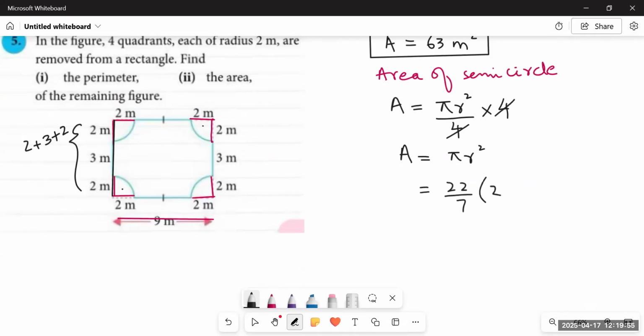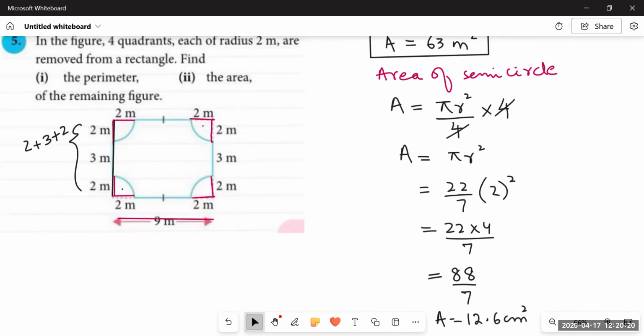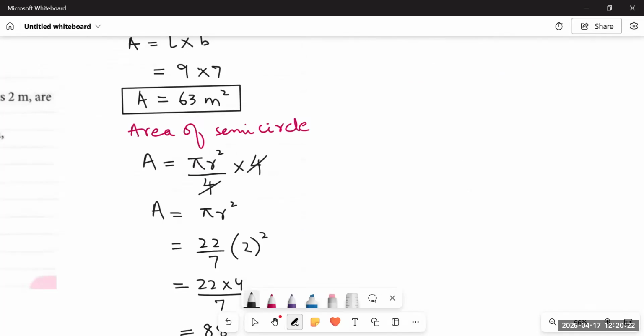So we'll multiply 22 by 4, which is 88. And then when we divide it, the answer would be 12.5, or you can say 12.6. So the area of these 4 quarter circles would be 12.6 meters square. So what do we have to do next? We will simply subtract it from the area of the rectangle to find out the area of the figure.